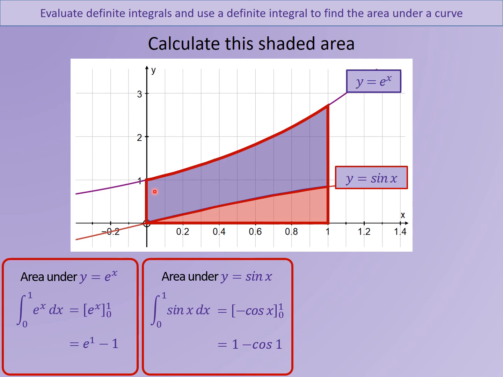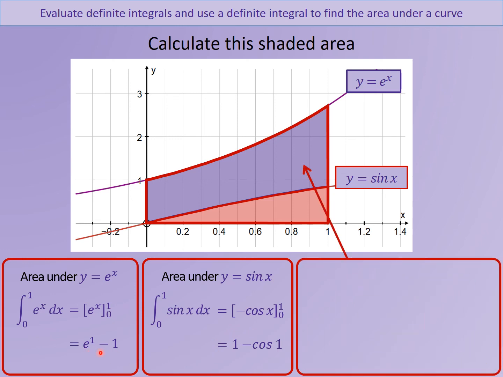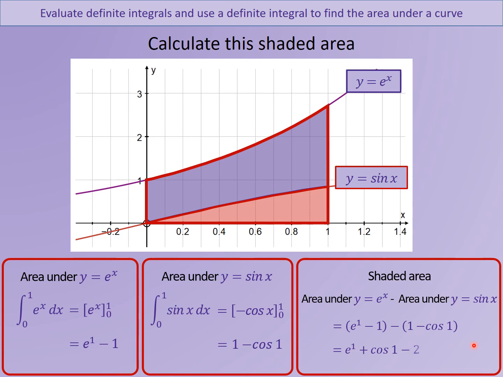Right, so how do I work out the shaded area, which is that blue section just there? I'm going to have to take that answer away from that one just there. It is the difference between the two sections. So this shaded area here is going to equal the area under e to the x minus the area under y equals sine x. So I've got e to the 1 minus 1 minus 1 minus cos 1. And that's going to go down to that answer.